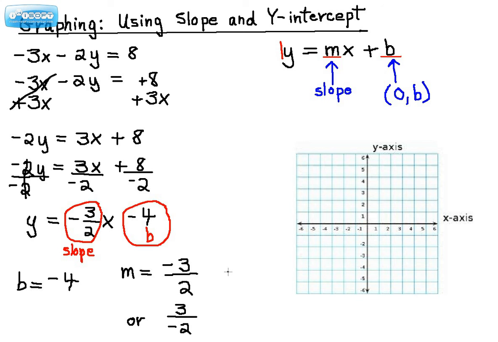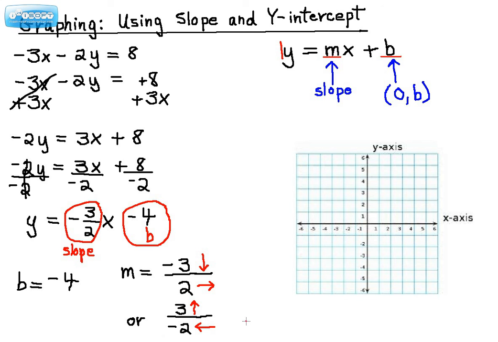When our slope is negative, we can either let the rise or the run be negative, but one of the two has to be positive, and it will not affect the slope or how the line looks. Looking at our slope, we can either let the slope be negative 3 over positive 2, which means we'll go down 3 and right 2, or we can go up 3 and left 2.